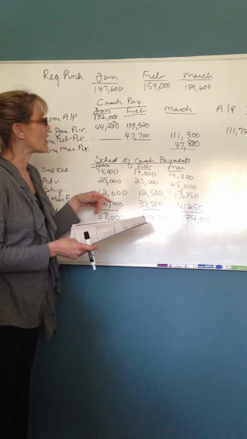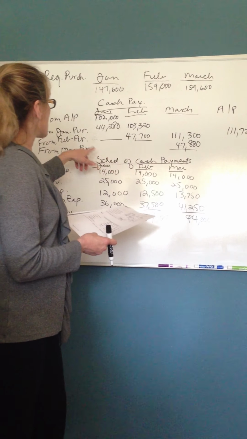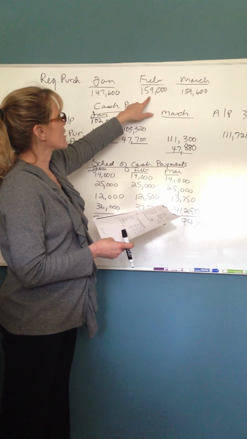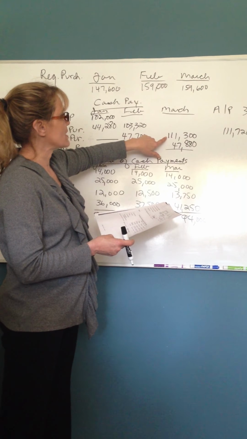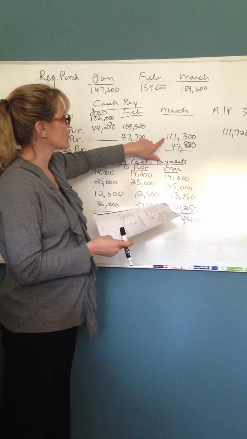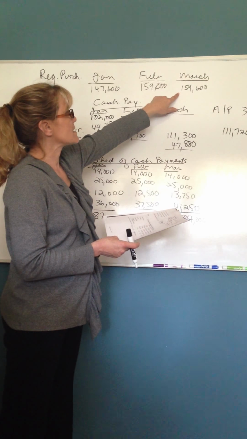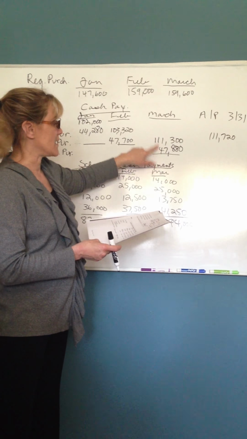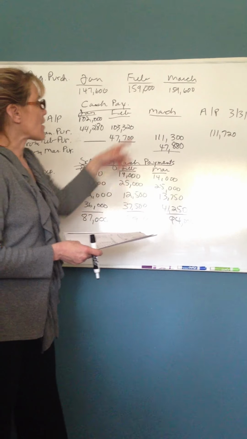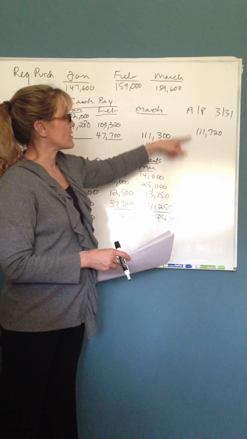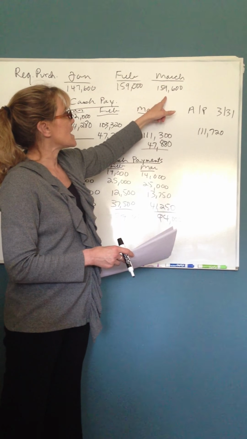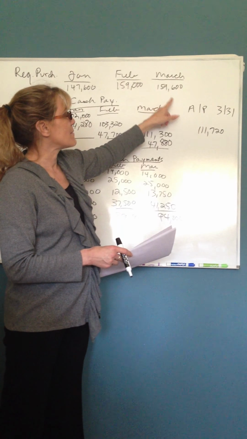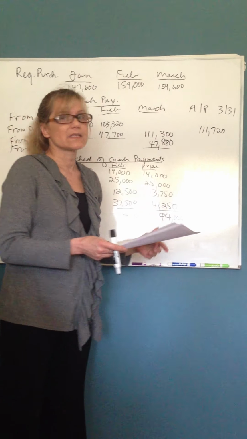They are totaled in the book. Then for March, we have from our February purchases 159,000 times 70%, which is the 111,300, and 30% times the 159,600, which is 47,880. And we would just total that. Our accounts payable balance on March 31st is the 159,600 multiplied by 30%, which is 111,720.